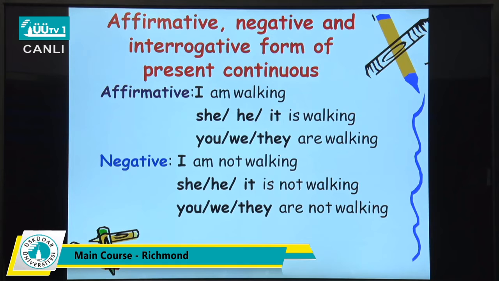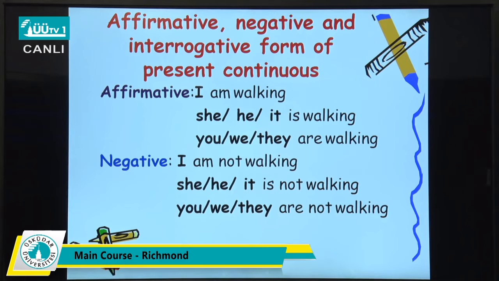Now, let's look at the present continuous tense. The positive sentence is I am walking. So we use am, is, are and we add ing to the verb. So it becomes she is walking, he is walking, it is walking, you are walking, we are walking, and they are walking.